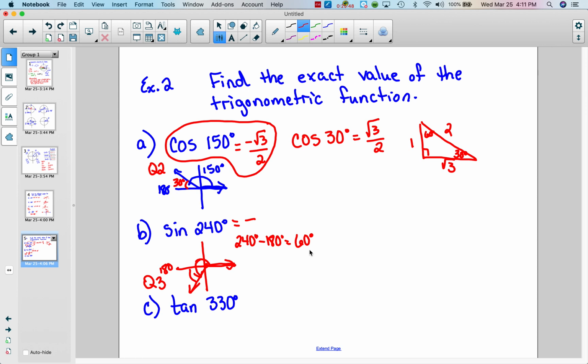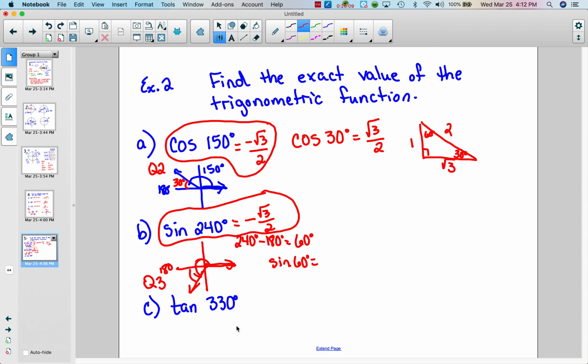30, 60, 90 triangle, I need to know what is sine of 60 degrees. So you look up here, and sine is opposite over hypotenuse, so it's root 3 over 2. So my answer is negative root 3 over 2. And that would be my answer. Again, all the other stuff is the work to help me get that answer.